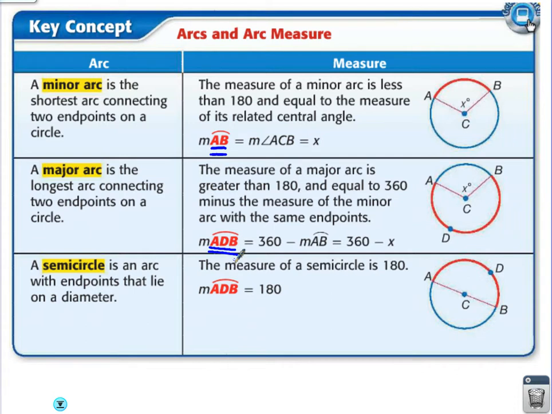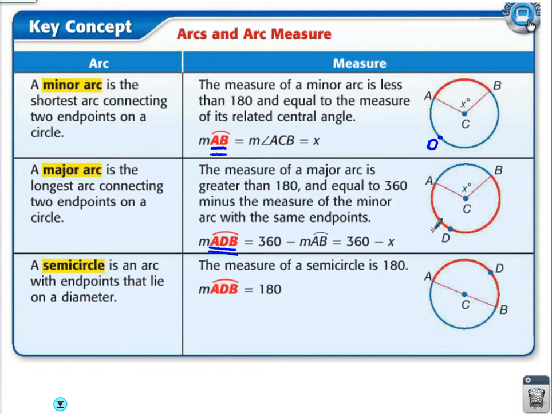The major arc is not called arc AB. You have to throw in a third point. Okay, the major arc would be marked ADB. Even if that D was here, you still call this AB. This would be arc ADB. That would be a major arc. So major arcs are named with 3 points. Minor arcs are named with 2 points.